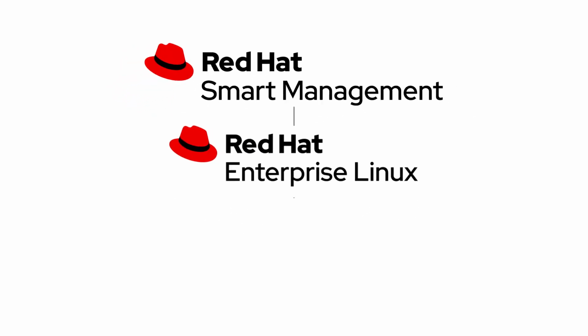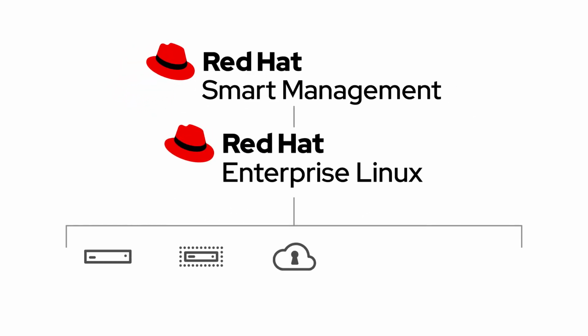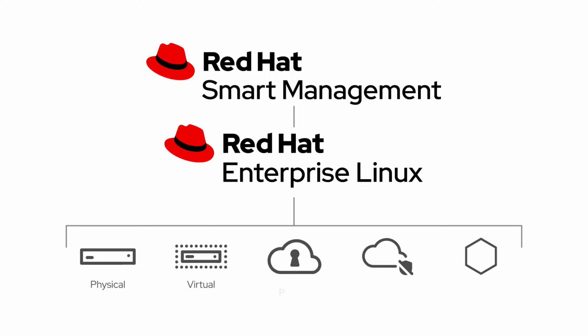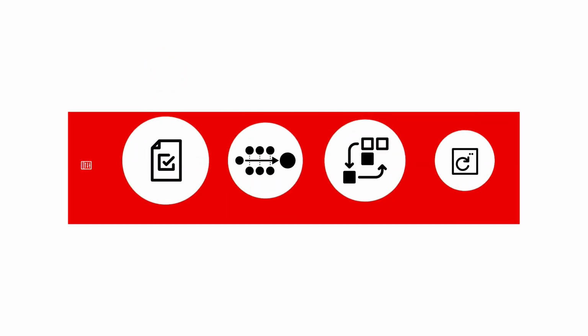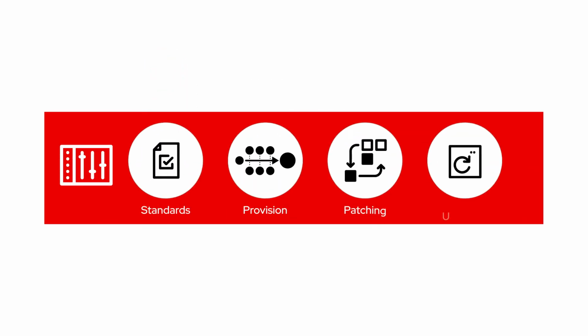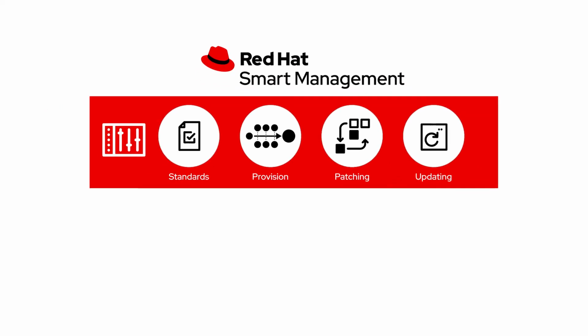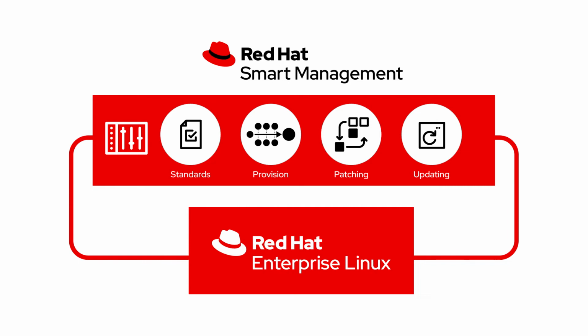This hybrid architecture provides the flexibility to manage your Red Hat Enterprise Linux infrastructure from physical or virtual machines to hybrid or multi-cloud environments. From defining standards to provisioning, patching, and updating throughout the lifecycle, Red Hat Smart Management allows you to securely manage your Red Hat Enterprise Linux estate anywhere it resides.